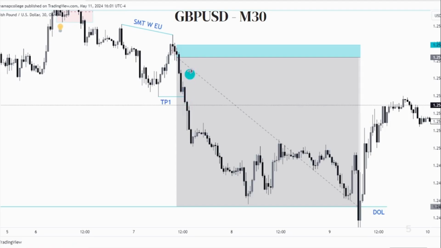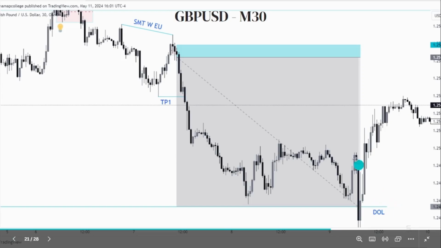I will book, I'm getting around 3 RR here. I will book 80% of my position and the rest I can leave as runners, or I can book for a fixed RR. Like if I am getting a 5 RR or a 6 RR, then I will also book the runners which I have left. But you can see how efficiently price delivered till the final draw on liquidity of the daily lows. See guys, this is not random.